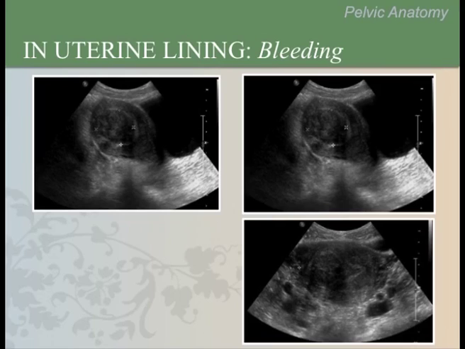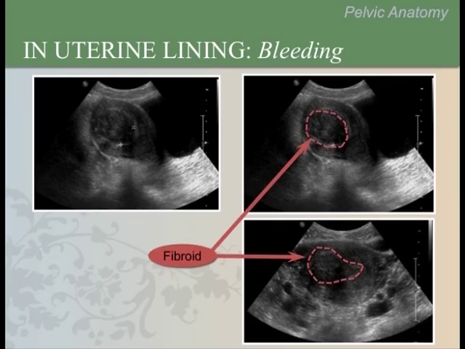Here the fibroid is in the uterine lining. In fact, it has grown to fill the entire space of the endometrial cavity. We have outlined the fibroid here. If a fibroid has grown large within the endometrial lining like this one, it is likely to cause irregular and heavy vaginal bleeding and even anemia.